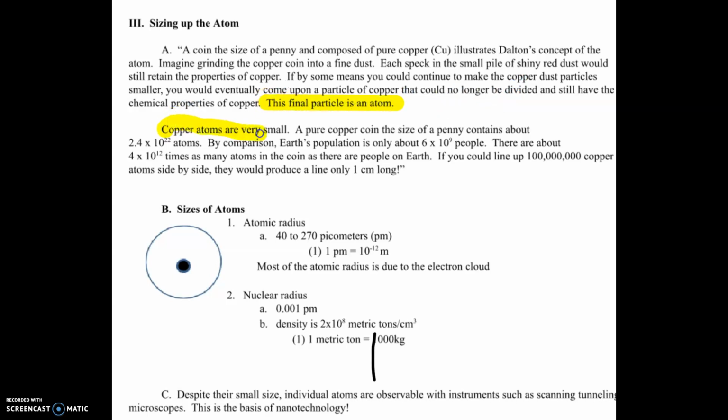Copper atoms are very small. A pure copper coin the size of a penny contains about 2.4 times 10 to the 22nd atoms. Let's review your scientific notation. That's a really big number. It has a positive exponent. That means I need to move this decimal 22 times to the right, so I'm going to be adding like 21 zeros after this number. That is a huge number. By comparison, there's only 6 times 10 to the 9th people living on Earth. There are about 4 times 10 to the 12th times as many atoms in the coin as there are people on Earth. Now, when we get to numbers that big, it's really hard to visualize. If you could line up 100 million copper atoms side by side, they would only be 1 centimeter long, though. So I hope that puts it in perspective for you.